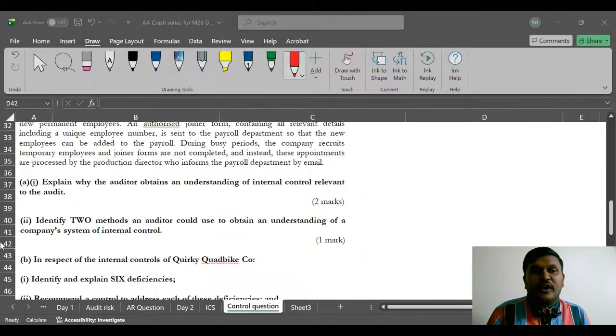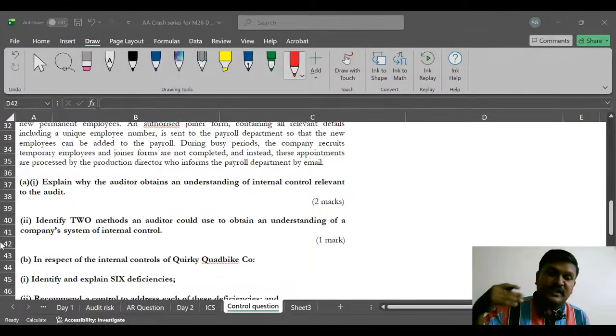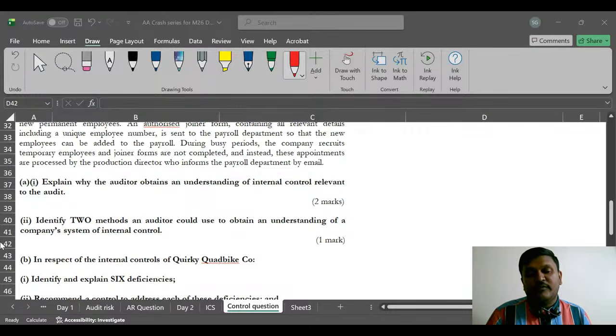If controls are not to be relied upon, they will be going for a full substantive procedure, as we explained at the start of the class, or else they'll be going for a control reliance approach, and that way we can decide. So we are mentioning this control reliance. Where will we get the marks over here?